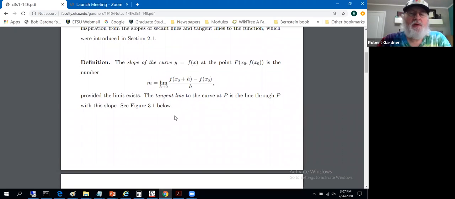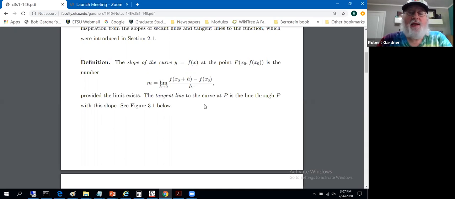Okay, and this book's taking the angle that the whole reason for doing limits was for the following, at this stage at least, and that's why they made such a big deal about secant lines and rates of change in section 2.1. So we're defining the slope of a curve, y equals f of x, at a point x sub 0, f of x sub 0, a point on the graph of that curve, to be the number m equals a limit as h approaches 0 of f of x sub 0 plus h minus f of x sub 0 over h, provided that limit exists.